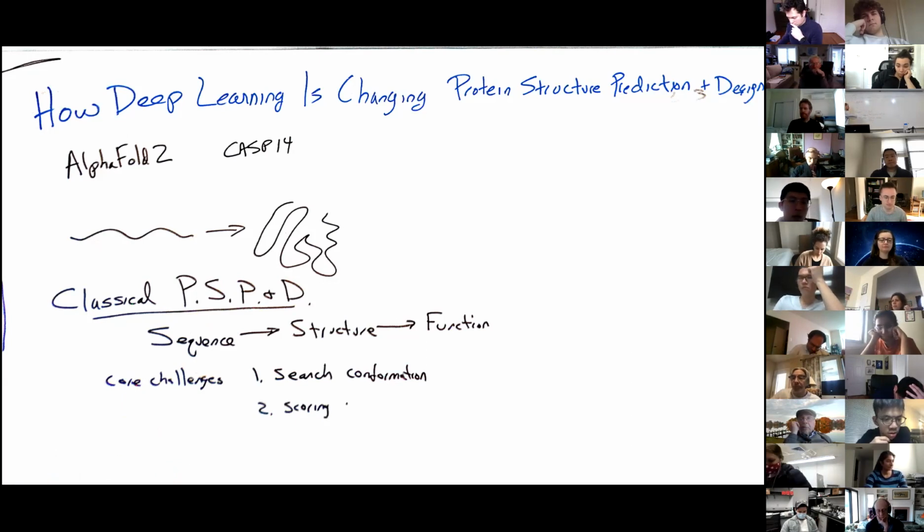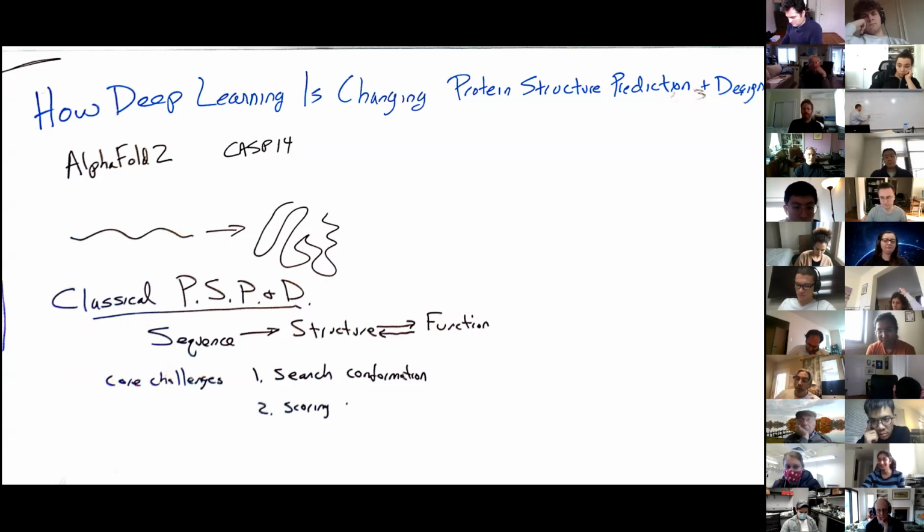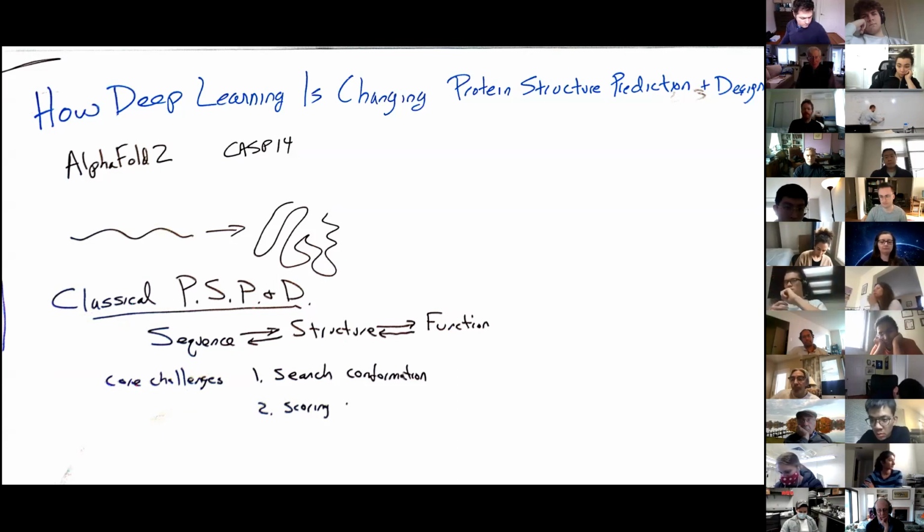Of course, this whole thing we could run in reverse also for the design part of our field, where you have some function and you think about what structure of a molecule would perform that function, be it catalysis or binding or blocking or something like that. And then given the structure, you would say what sequence is going to fold into that structure. If you're doing design, then we're going to search not the conformations, but the sequences that would fold into a particular structure.